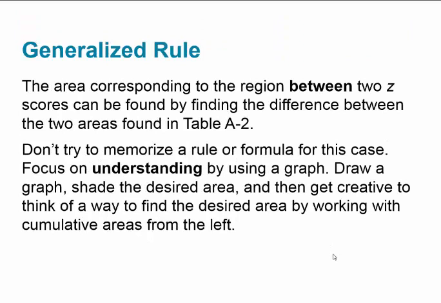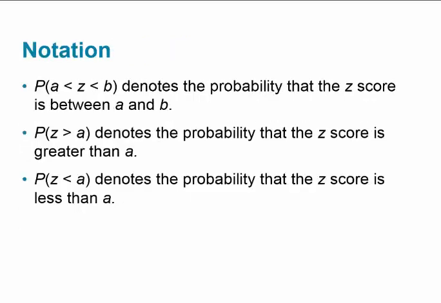Now, there is a general rule. The area corresponding to the region between two z-scores can be found by finding the difference between the two areas found in table A2. We're going to be using technology, so we don't have to worry about the tables. Don't try to memorize a rule or formula in this case. Just try to understand what it means when we find different areas or probabilities.